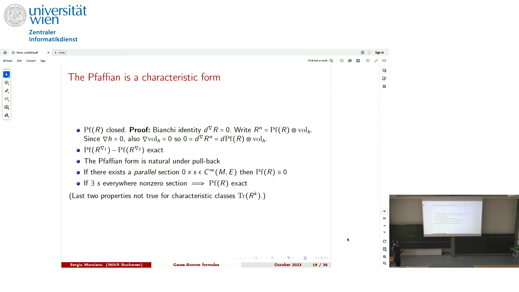And let me show that the Pfaffian is a closed form. I remind you of the formula. The Pfaffian was just the curvature power n divided by the volume form in E. This is a 2n form tensor a volume form in E. I divide by the volume form of the metric H. Okay, so let's see the proof, because this is going to be the only proof of my talk.